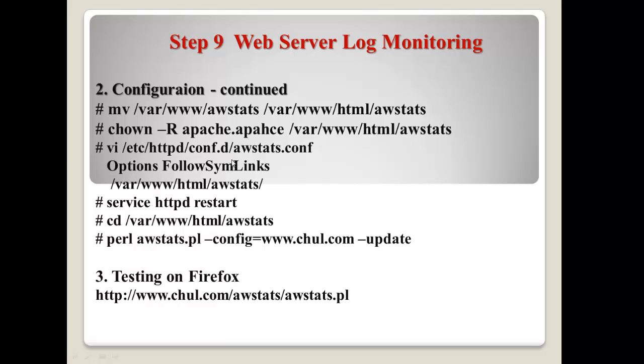And now you need to configure AWStats. Here you need to add the option FollowSymLinks, and here you also need to change some paths, the exact path like this, and after that restart Apache. After you move to this directory, you need to run this command. AWStats normally uses a Perl script, so here you can use it like this. Then the Perl script will start the log file collection and save to this directory.